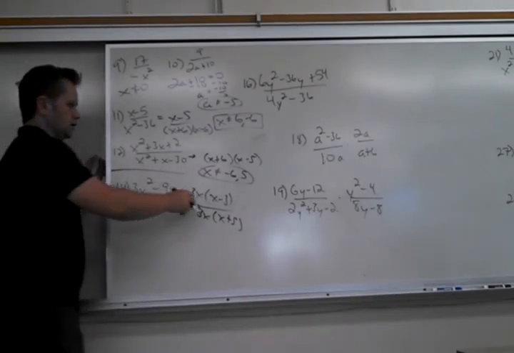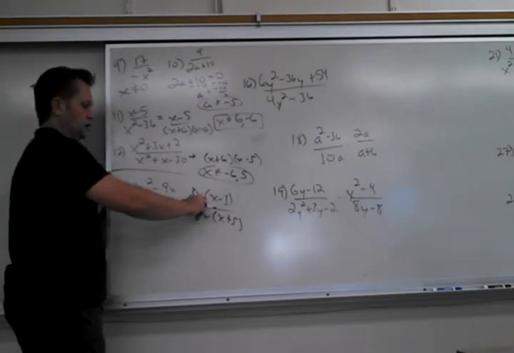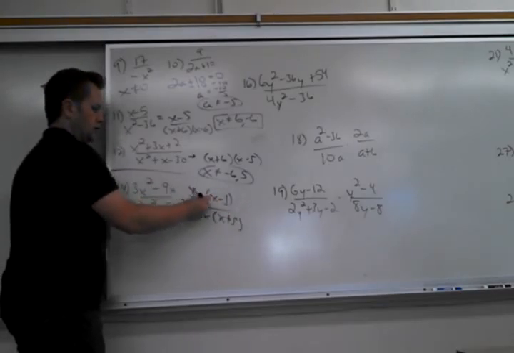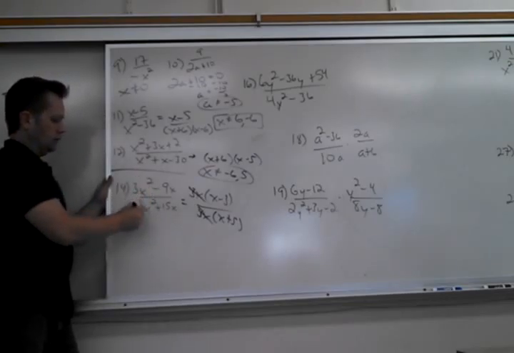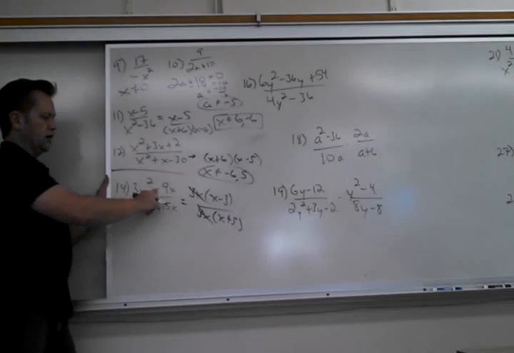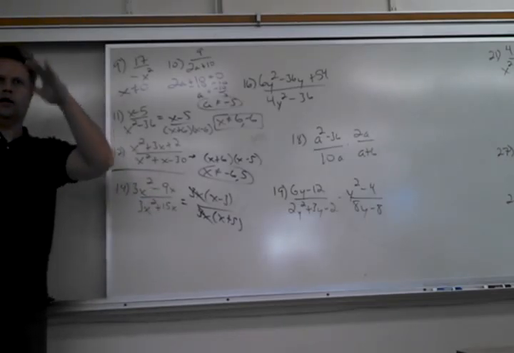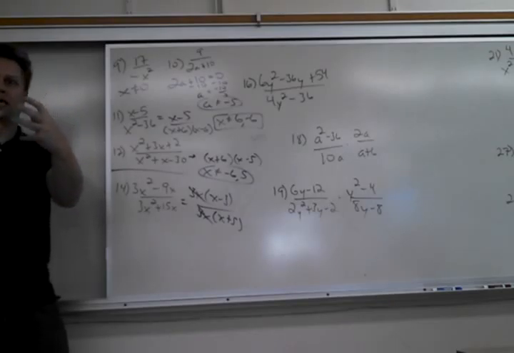Cancel 3x out. Why exactly does the 3x cancel? Multiplication. Good. They cancel each other. So here, I couldn't cancel the 3s out, for example, right? Because it's subtraction. Division can't come into subtraction or addition. You can only undo bonds that are held together by multiplication.